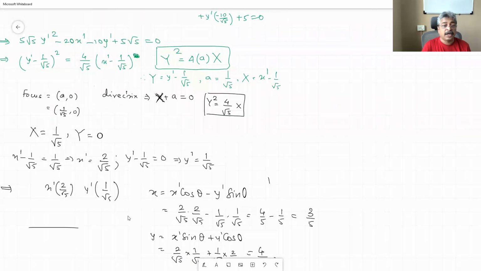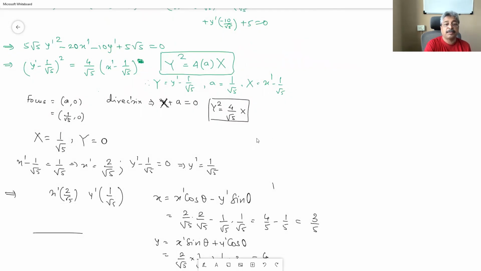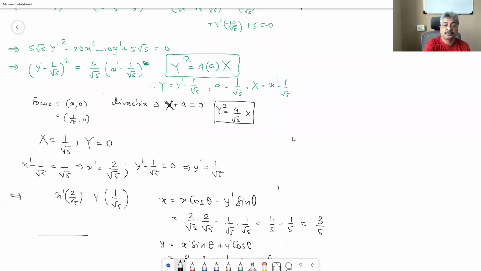And let us deal with directrix. Directrix is capital Y square is equal to 4 upon root 5 capital X, but capital Y was y dash minus 1 upon root 5 bracket square is equal to 4 upon root 5 into x dash minus 1 upon root 5.